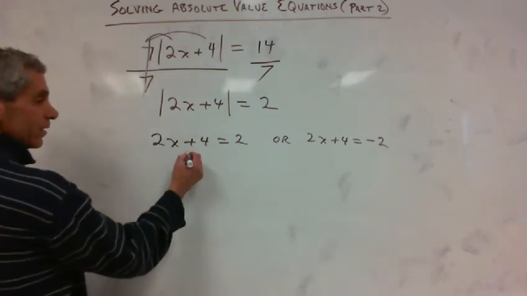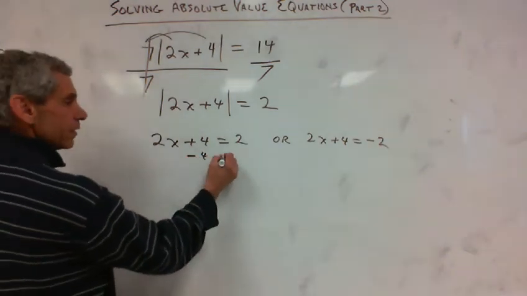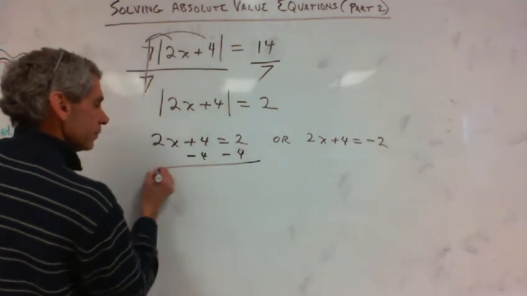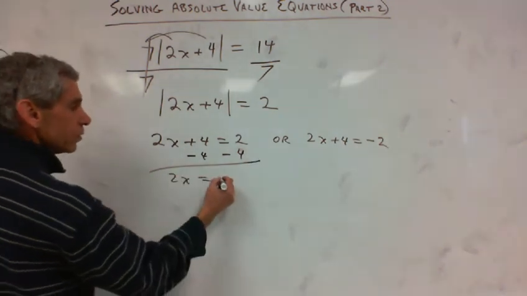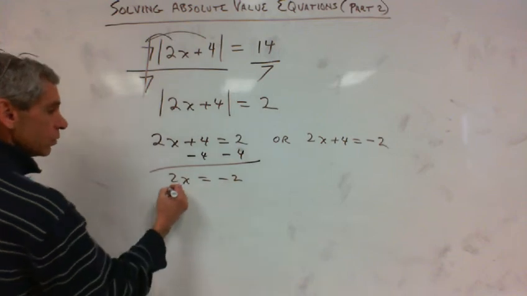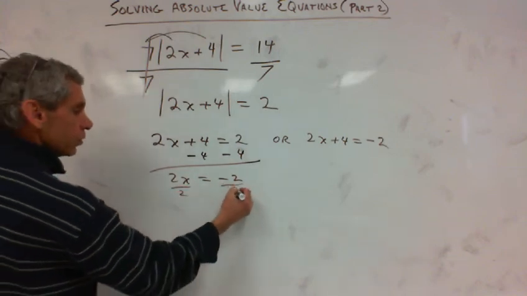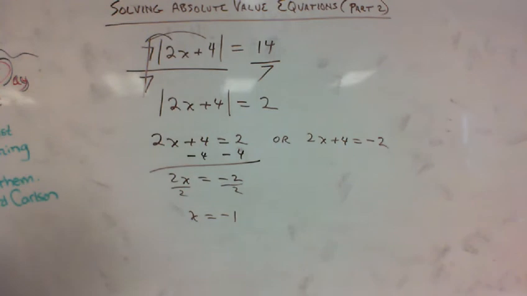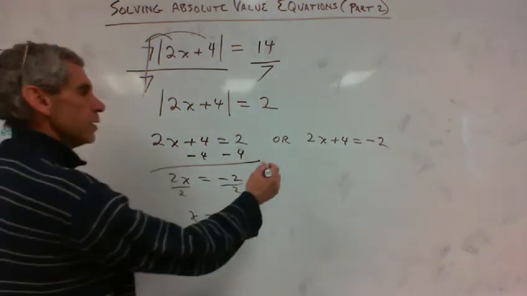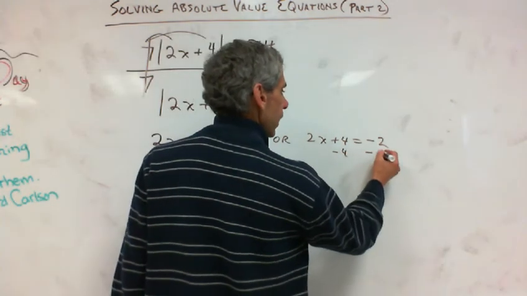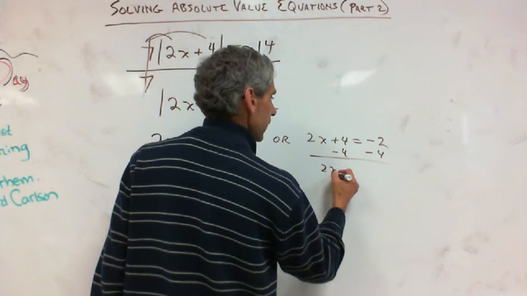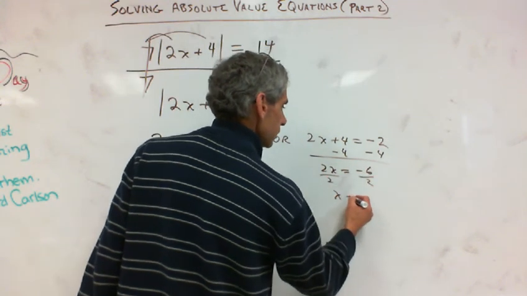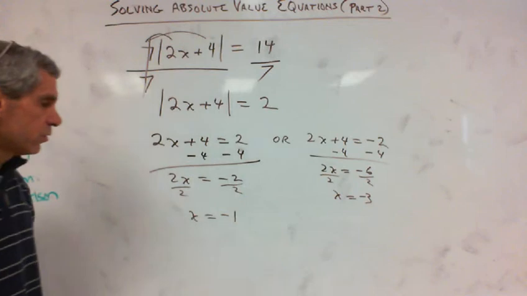Okay, so now I just subtract 4 from both sides, right? This is really easy. So we got 2x is equal to negative 2. So divide by 2, divide by 2. I got x is equal to negative 1. That's what we had before, isn't it? Yeah, that's what we had. And then subtract 4, subtract 4. I've got 2x is equal to negative 6. Divide by 2, divide by 2. X is equal to negative 3. That was so much easier.